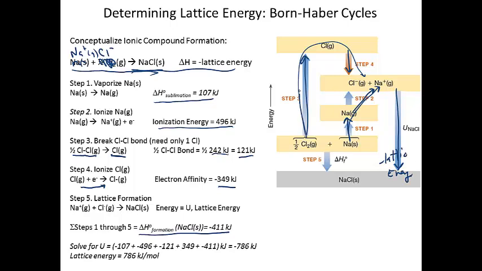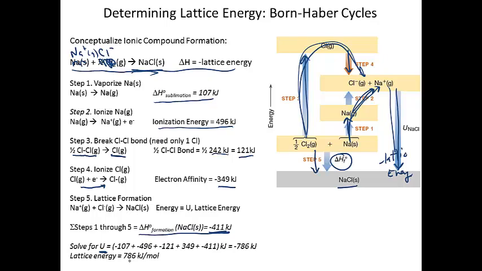And so these steps, here to here and here to here and there to there, should be the same as that step there. So the delta H of formation for sodium chloride ought to equal the sum of all those other steps. And so that's what you do. You set the enthalpy of formation of sodium chloride, which is 411, equal to all these other things, and then you solve for the lattice energy.